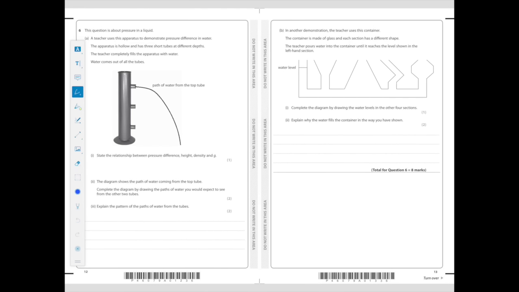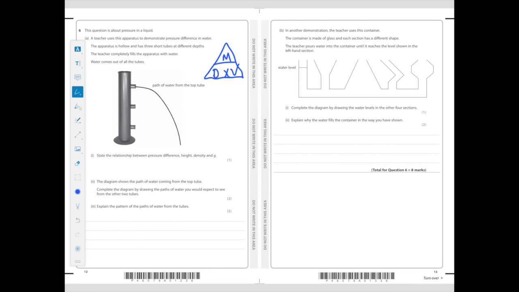I'm going to show you some more density questions because I've touched on this density triangle, which I told you is drunk men vomit here, but there's another equation you need to be aware of with density, which I'm going to bring up now because I found this particular example so I could talk about it. So question 6, this question is about pressure in a liquid. A teacher uses this apparatus to demonstrate pressure difference in water. The apparatus is hollow and has 3 short tubes at different depths. The teacher completely fills the apparatus with water and water comes out of all the tubes.